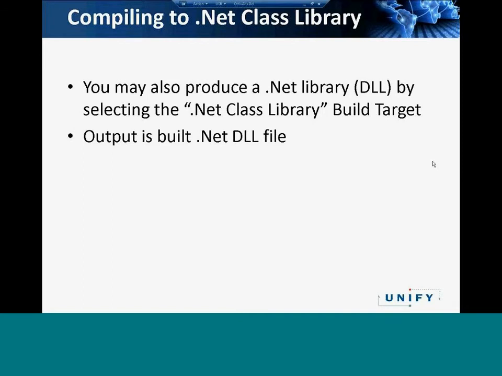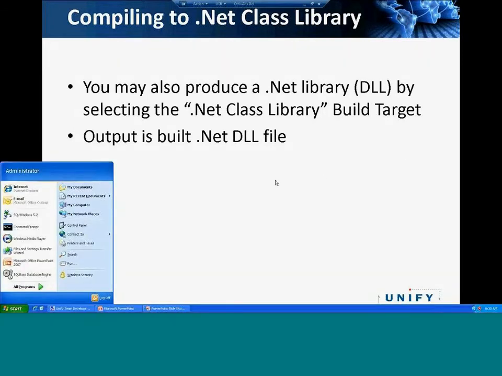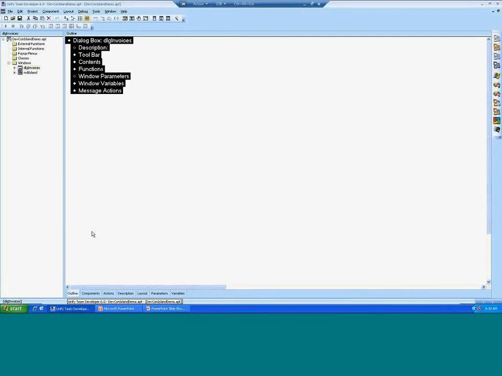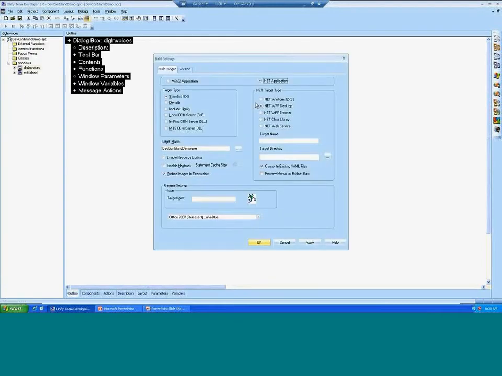So let's go ahead. We'll go back to Team Developer 6. This is our last demo for today. And without changing anything on the application, I'm going to go ahead into my project build settings and switch to target type .NET WPF browser. And I'm also going to select the Obsidian theme for this application.